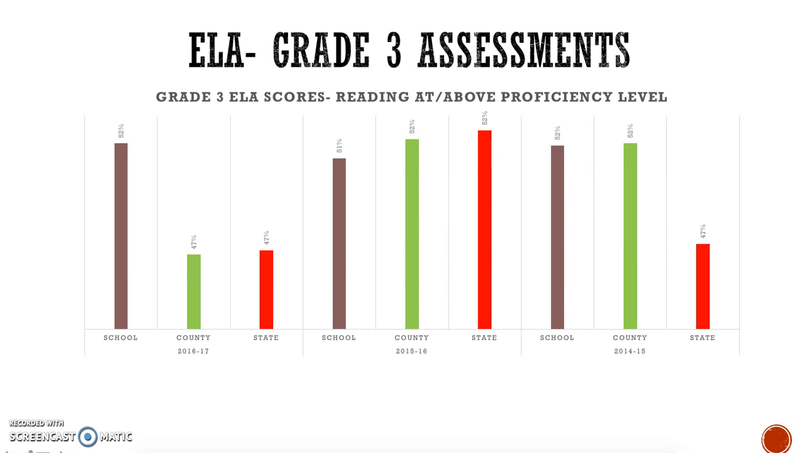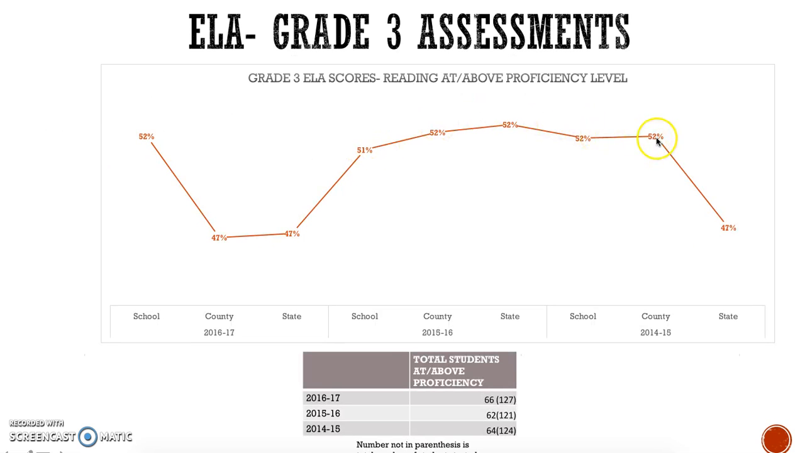It could be the influx of limited English proficient students and our gifted students. We do have a high population of those students at our school. And when we take a closer look, we see how those scores again have flatlined. And so we're not making any growth in our grade 3 assessments.